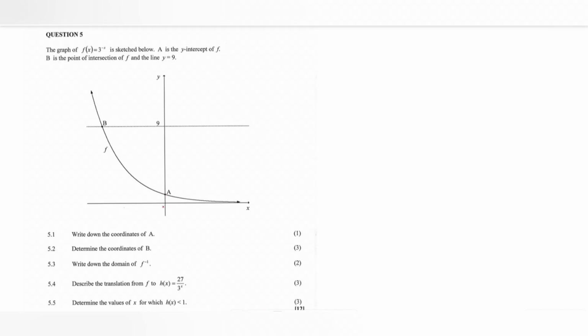Our A is the y-intercept. For us to find y-intercept, we let x is equal to 0. This means our y will be equal to 3 raised to the power negative 0. This will be 3 power 0, which is equal to 1.